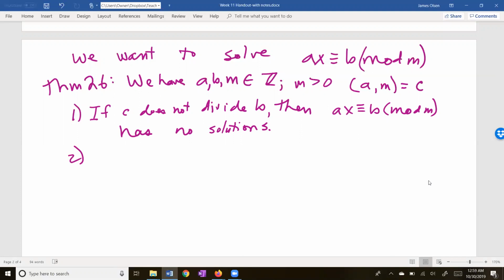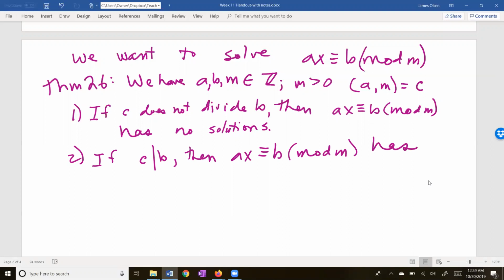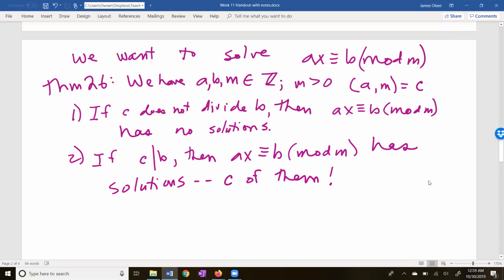The other case is if C does divide B. If C does divide evenly into B, then AX is congruent to B mod M has solutions. C of them. So let's see why this is true.